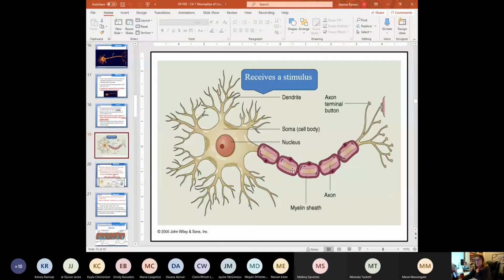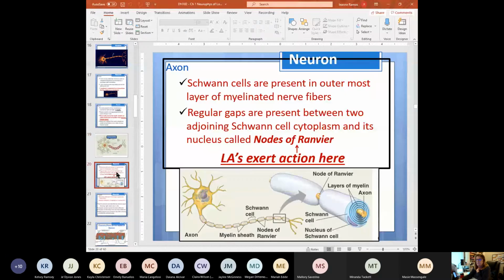So they go along, these don't show a very wide gap, but there is a gap, and then it goes to the nerve axon terminals. And actually these would hook to other ones until it gets to your muscle. So Schwann cells are present in the outermost layer of myelinated nerve fibers. There are regular gaps in between. These gaps right here are in between these myelin sheaths, and they're called nodes of Ranvier.